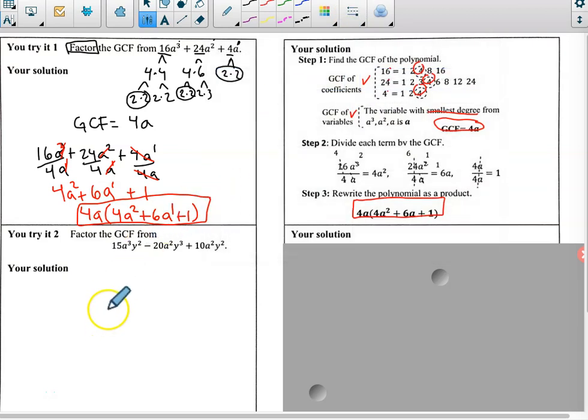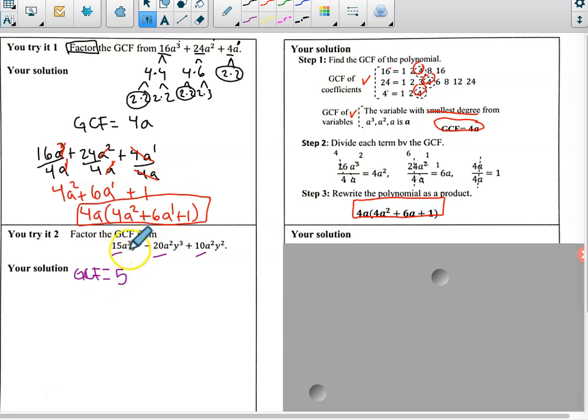Example number 2, factor the GCF. Here's our polynomial. We're going to begin by finding the GCF of the coefficients 15, 20, and 10. There are several strategies you could use to find the GCF. I know that 15, 20, and 10 all have a 5 in common. So I know that 5 is the biggest number that divides the coefficients. So my GCF is going to be 5.